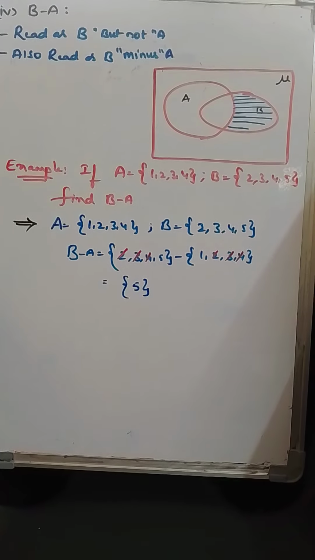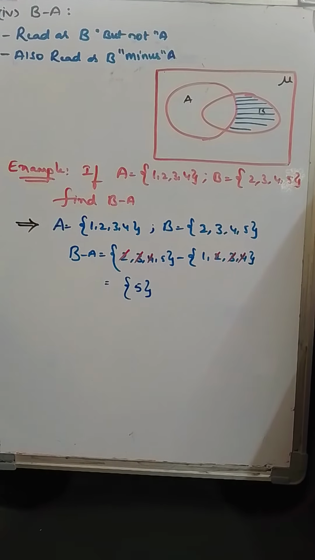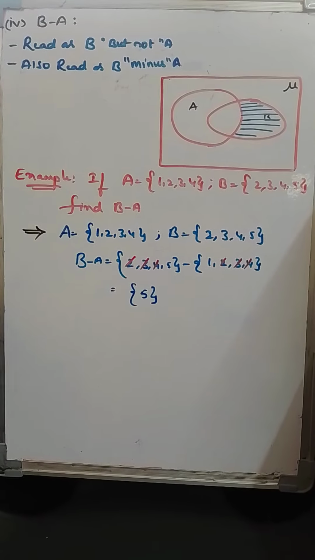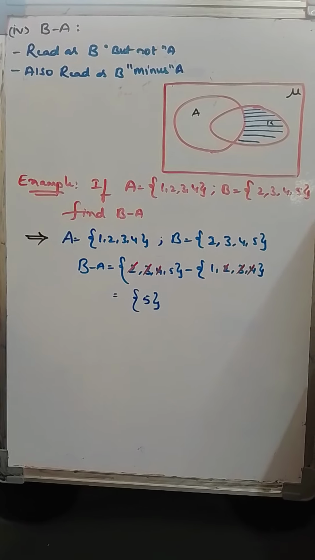So what are the common elements from both the sets? 2 is repeated, 3, 4. Okay, so cancel those elements, and whatever elements are left out in set B, that is the result, guys.